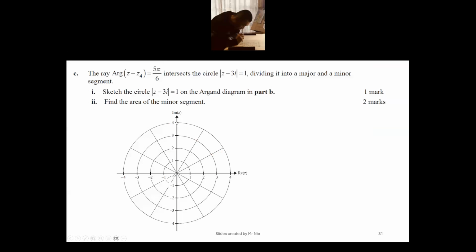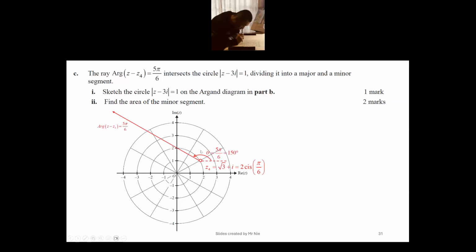All right. We say the ray intersects the circle |z - 3i| = 1, and it divides the circle into a major and a minor segment. So on top of the previous ray, we need to sketch the circle on the Argand diagram, and then find the area of the minor segment. So first of all, let me replicate the previous work here.